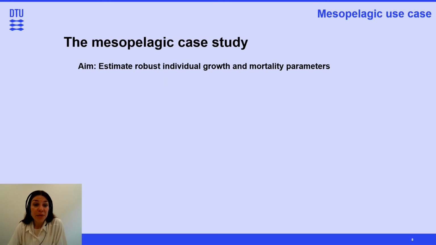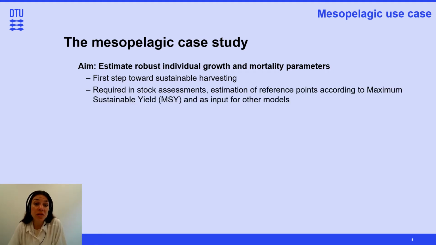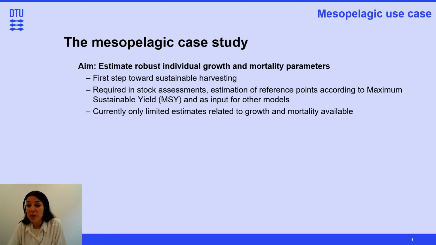The first step towards sustainable harvesting of those mesopelagic species is the estimation of robust growth and mortality estimates that are required in stock assessments and estimations of reference points according to maximum sustainable yield. As shown on the maps before, both species are distributed quite widely, but there are only limited estimates related to growth and mortality available in time and space.